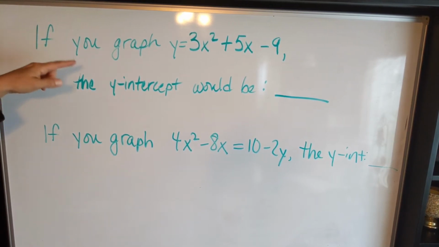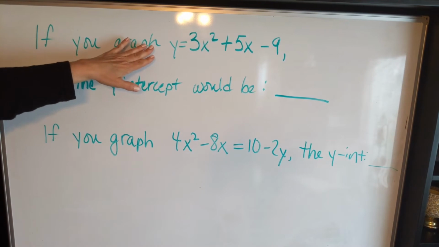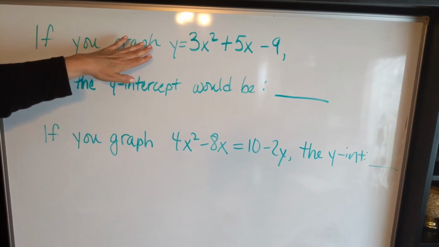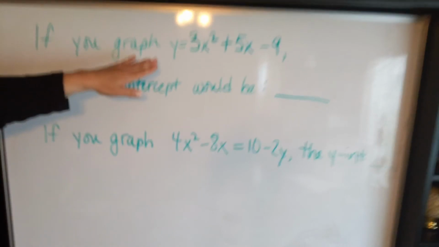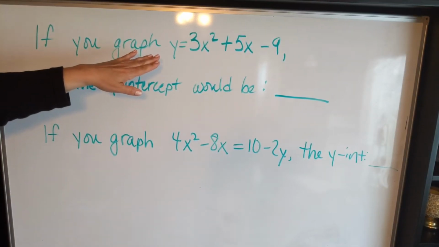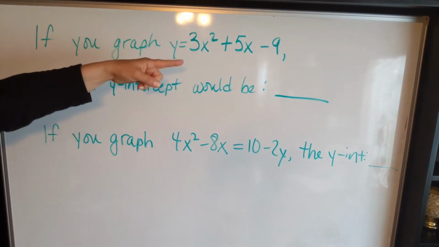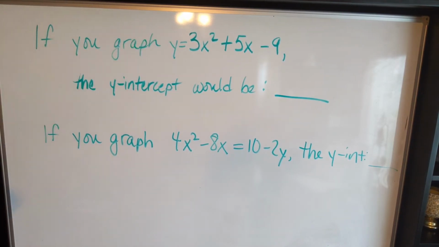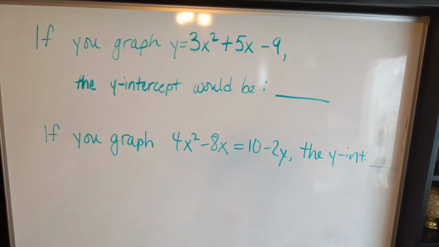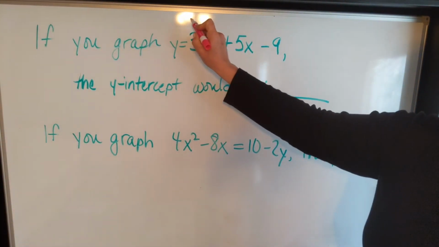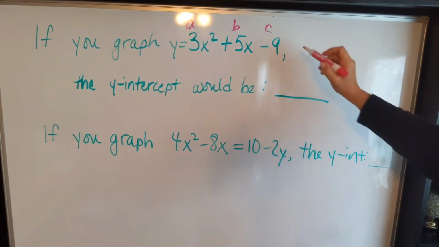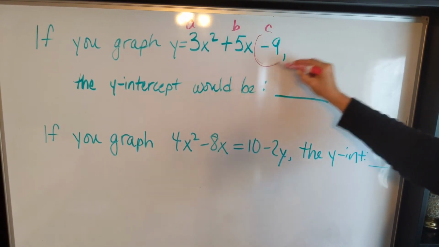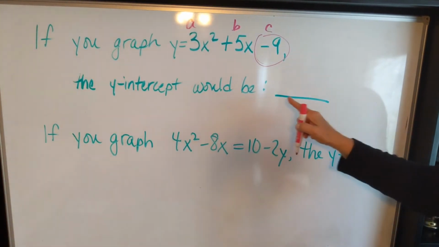It says if you graph this expression here, y equals 3x squared plus 5x minus 9, the y-intercept would be where? So this is in standard form. I know that it's in standard form because it's in descending order according to the exponents on the variables, and I don't see any parentheses. When something's in standard form, I can find the a, the b, and the c value, and I know that the c value is always the y-intercept. So this one's pretty easy to find the y-intercept on.